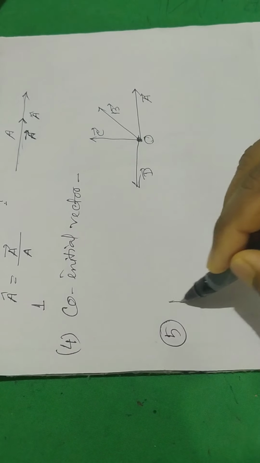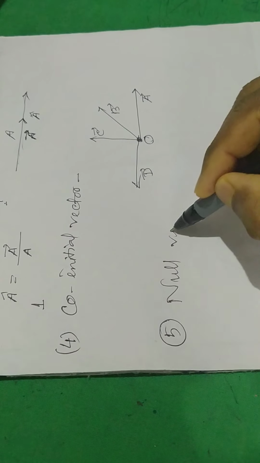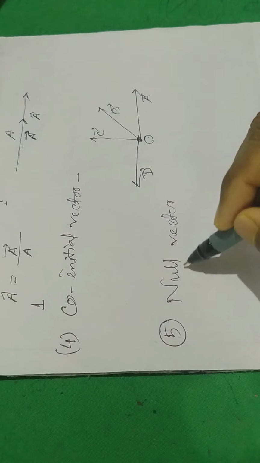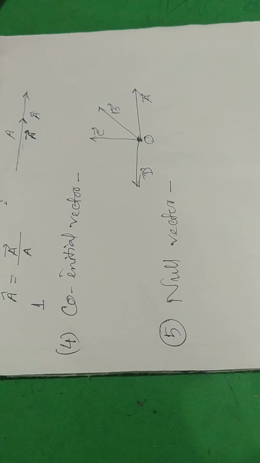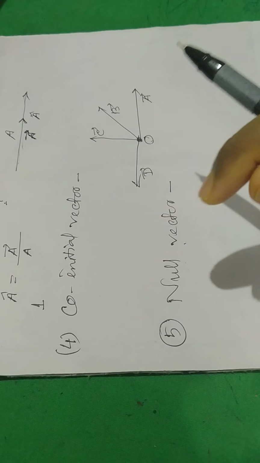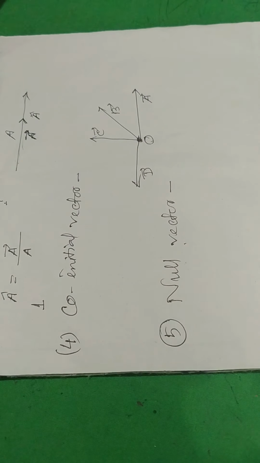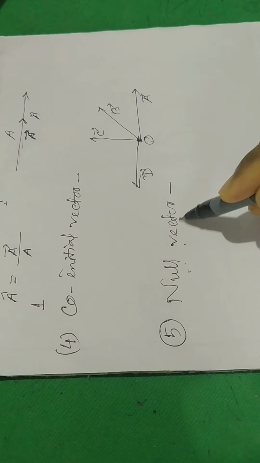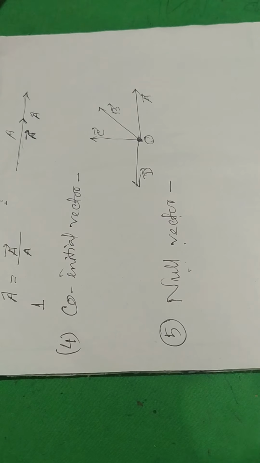Number 5, null vector. It is a vector having 0 magnitude and arbitrary direction. So the magnitude of a null vector is always 0, but its direction is arbitrary. The direction may be any direction. Such a type of vector is called a null vector.